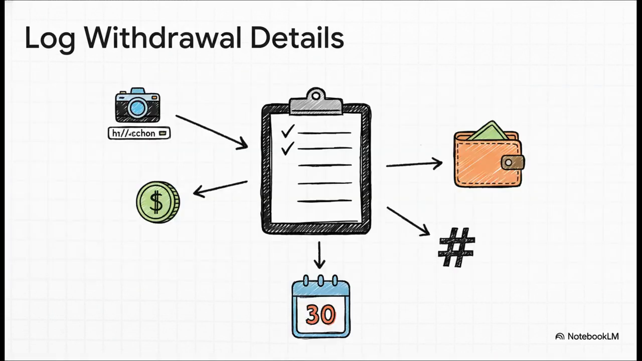And once again, it's all about precision. You need that full-page screenshot, URL visible. Then just log all the details exactly as they appear. The asset, the precise amount, the address you withdrew to, the TX hash, and the date. And just like before, it has to be a withdrawal from within the last 30 days.